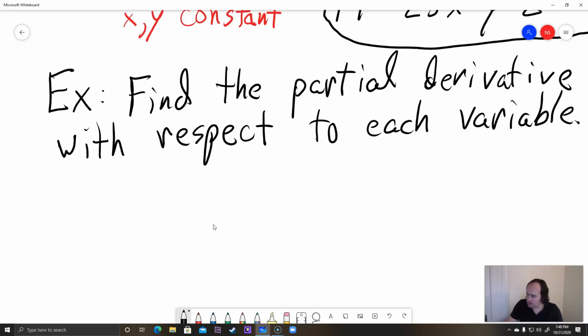Okay? And here our function is h, and this is h of rho, comma, phi, comma, theta. Rho, comma, phi, comma, theta. I'm a little rusty on my phis. I think that's a phi. Yeah, that looks more like a phi.